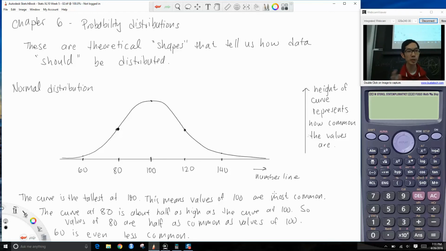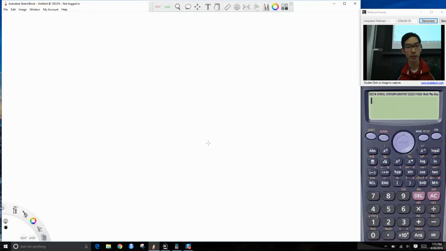Is the concept of some kind of a probability distribution okay with you guys? Okay, so it's kind of a shape, and we're going to look at the normal distribution, which has this kind of nice hill shape, but we could have other distributions.